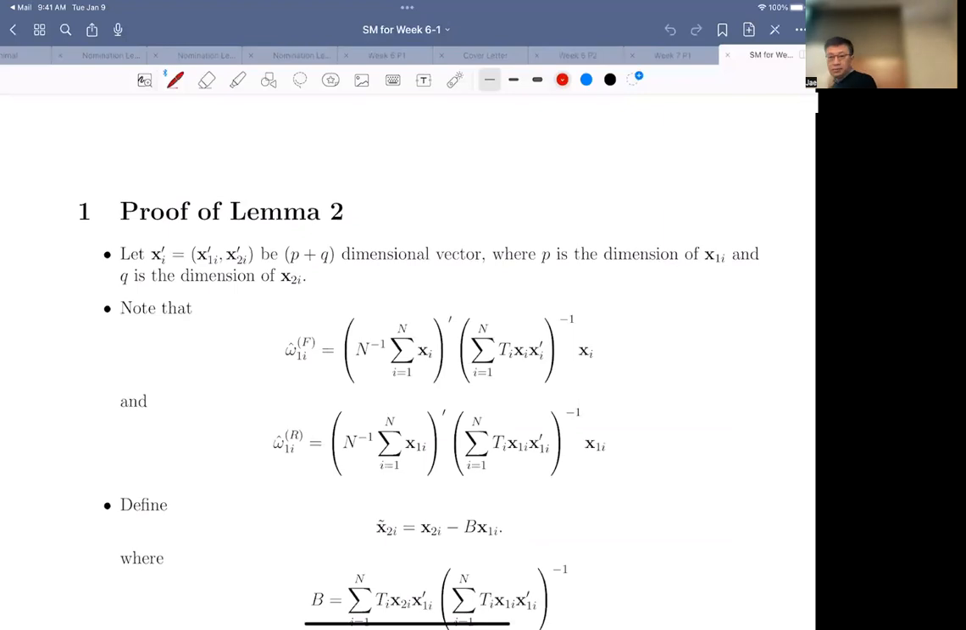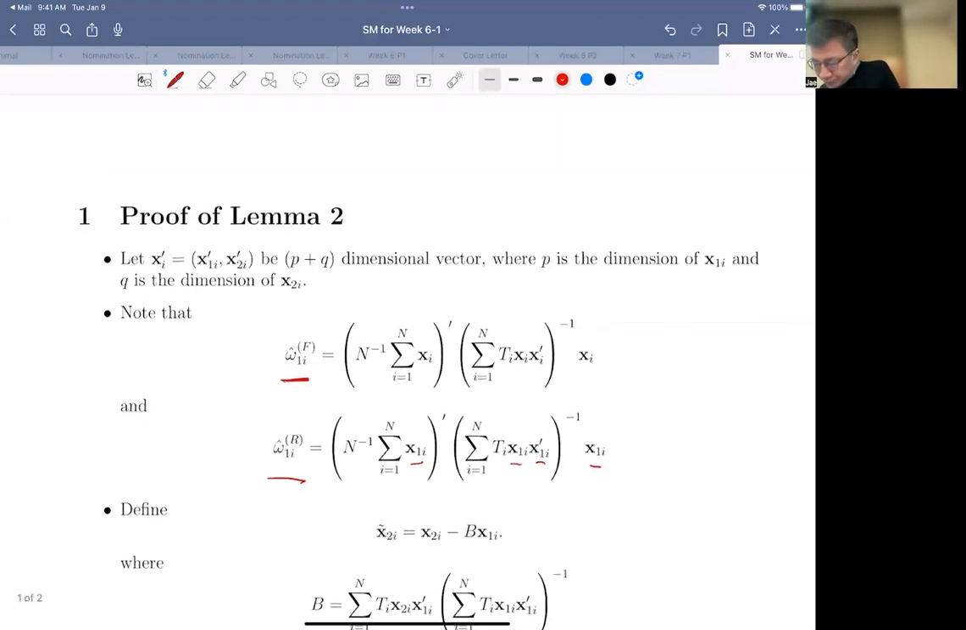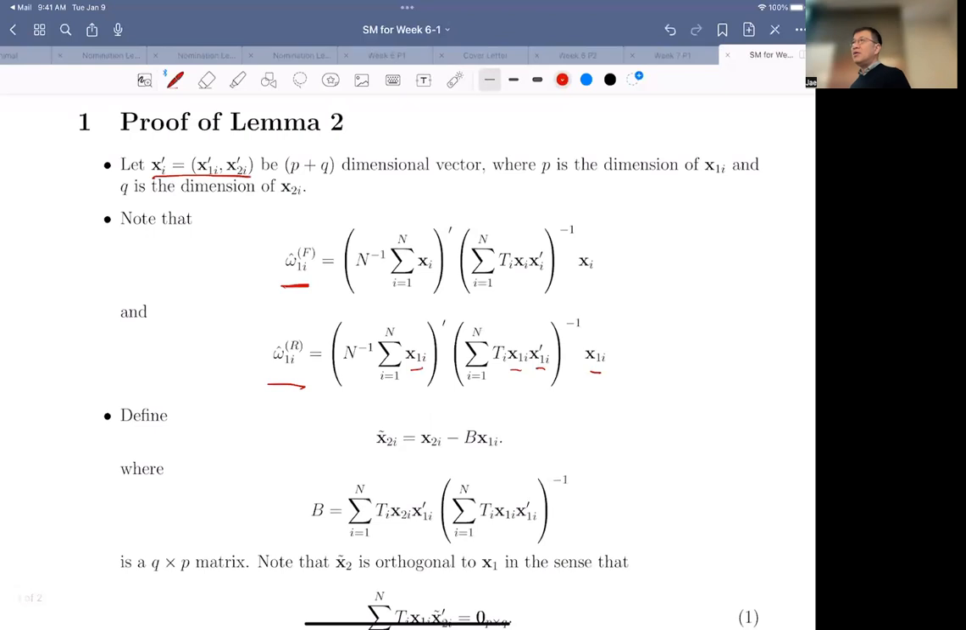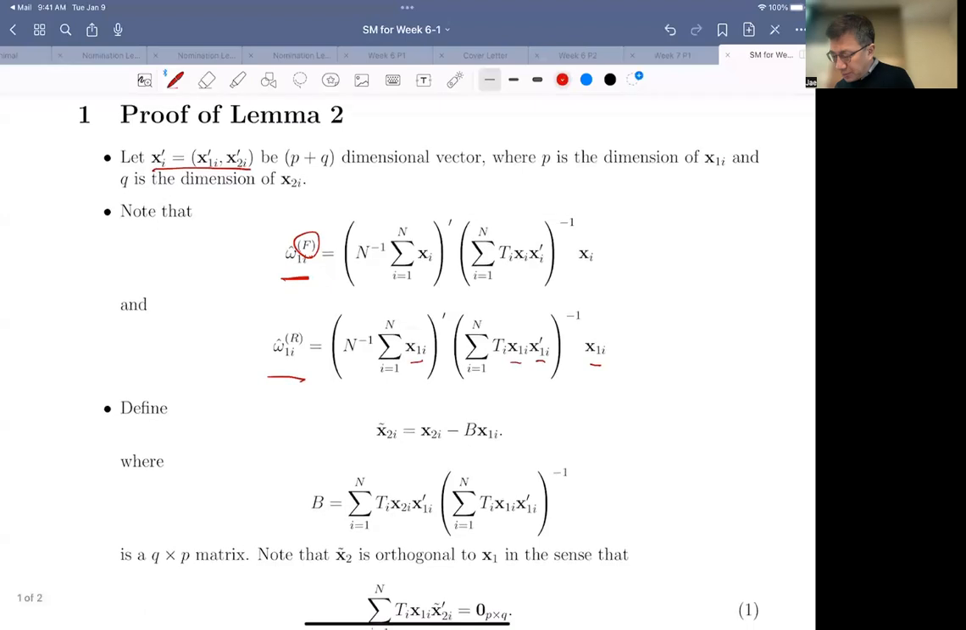So basically, the problem was you have two covariates, right? So two weights. One is using the full covariate, full X. The other one is using the reduced X, X1. So your X is a P plus Q dimensional vector, where X1 is P dimensional and X2 is Q dimensional, right? And then you can construct two different weights. One, superscript F, is using the full covariate, and superscript R is using X1 only, right?